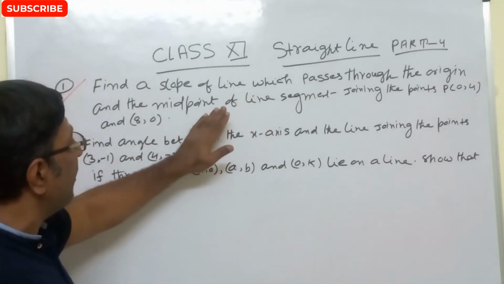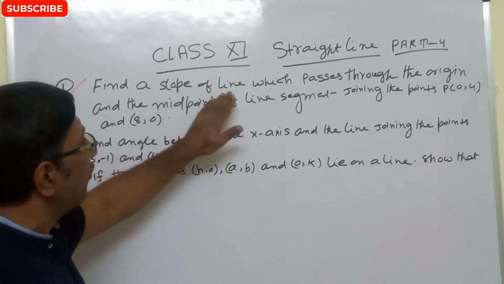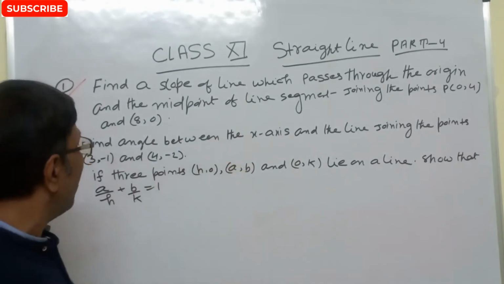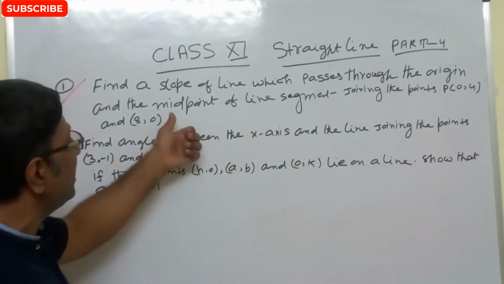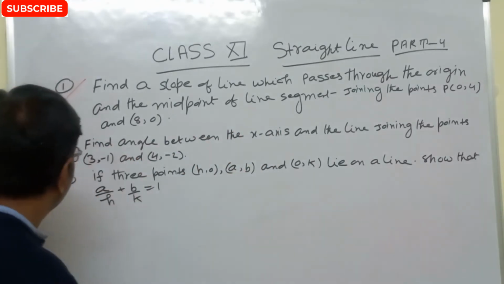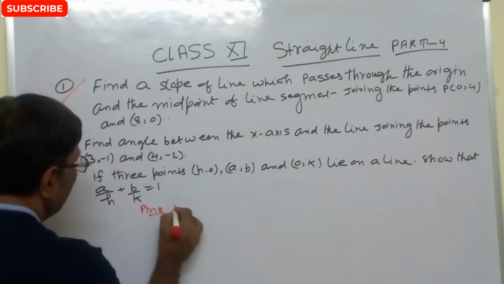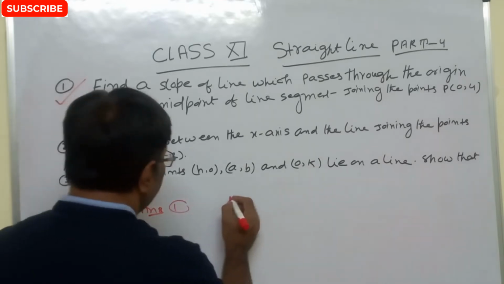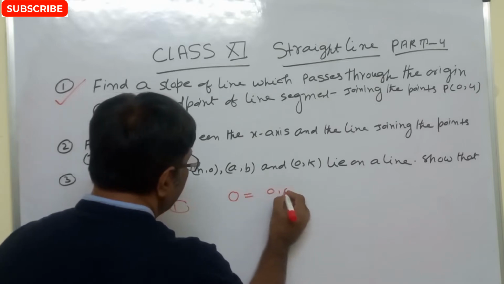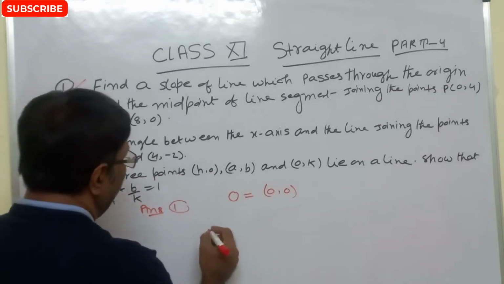So first you find the point, because we have to find slope of line which passes through the origin. That is, passing point is given origin and midpoint of the line segment joining this point. So for this type of question, first we see origin. So coordinate of origin will be what? 0, 0, right? And then midpoint of line segment.